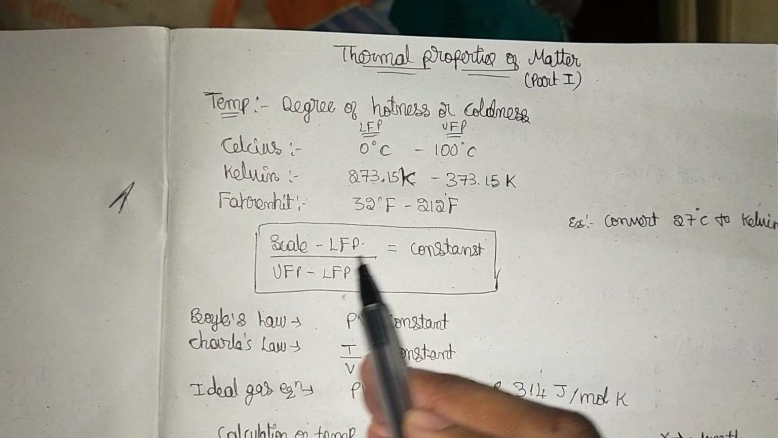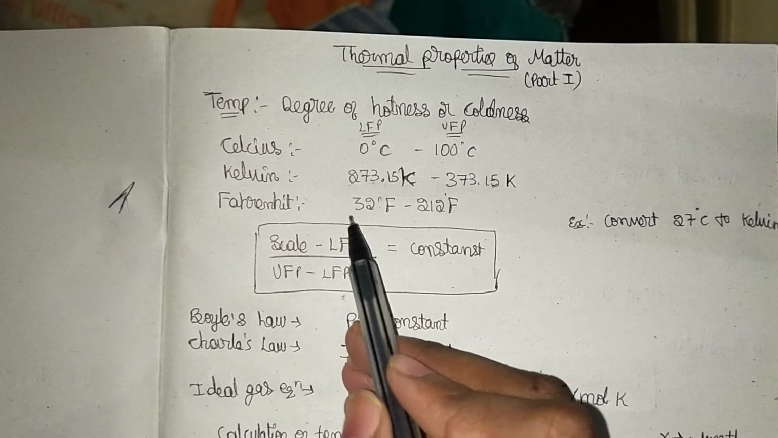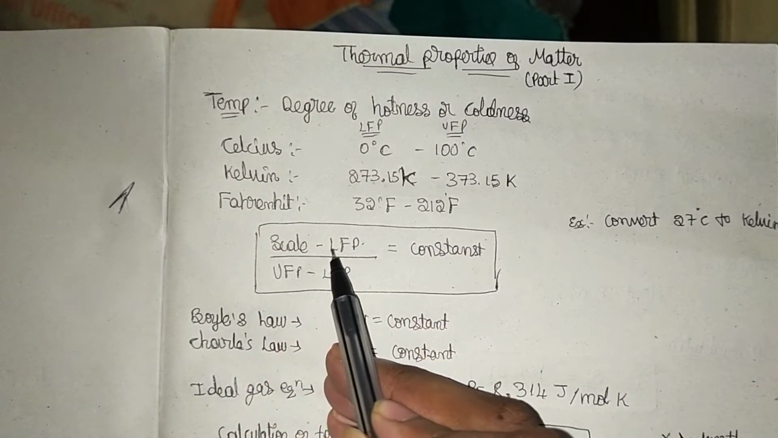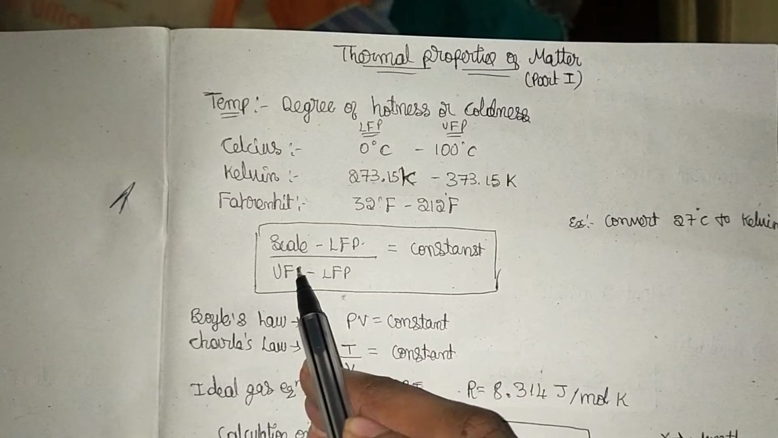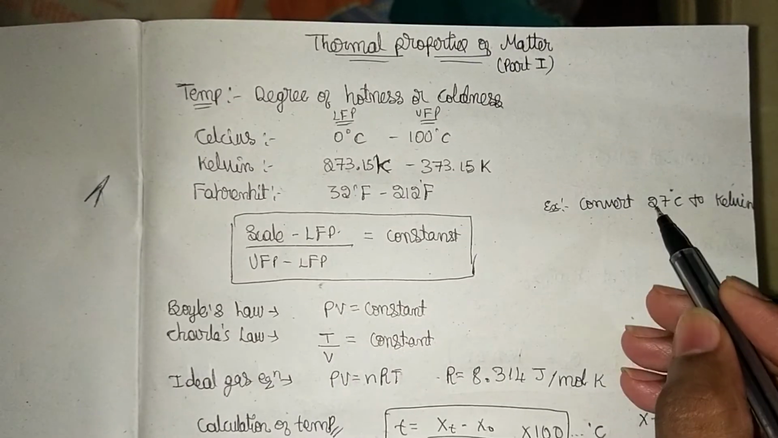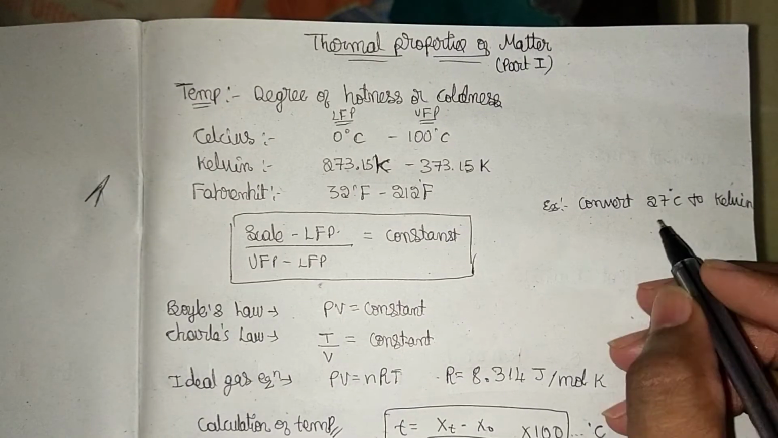There is one formula to convert the temperature of one scale to another scale. That is, the given temperature minus lower fixing point, divided by the difference of upper fixing point and lower fixing point. For example, we have to convert 27 degrees Celsius to Kelvin.